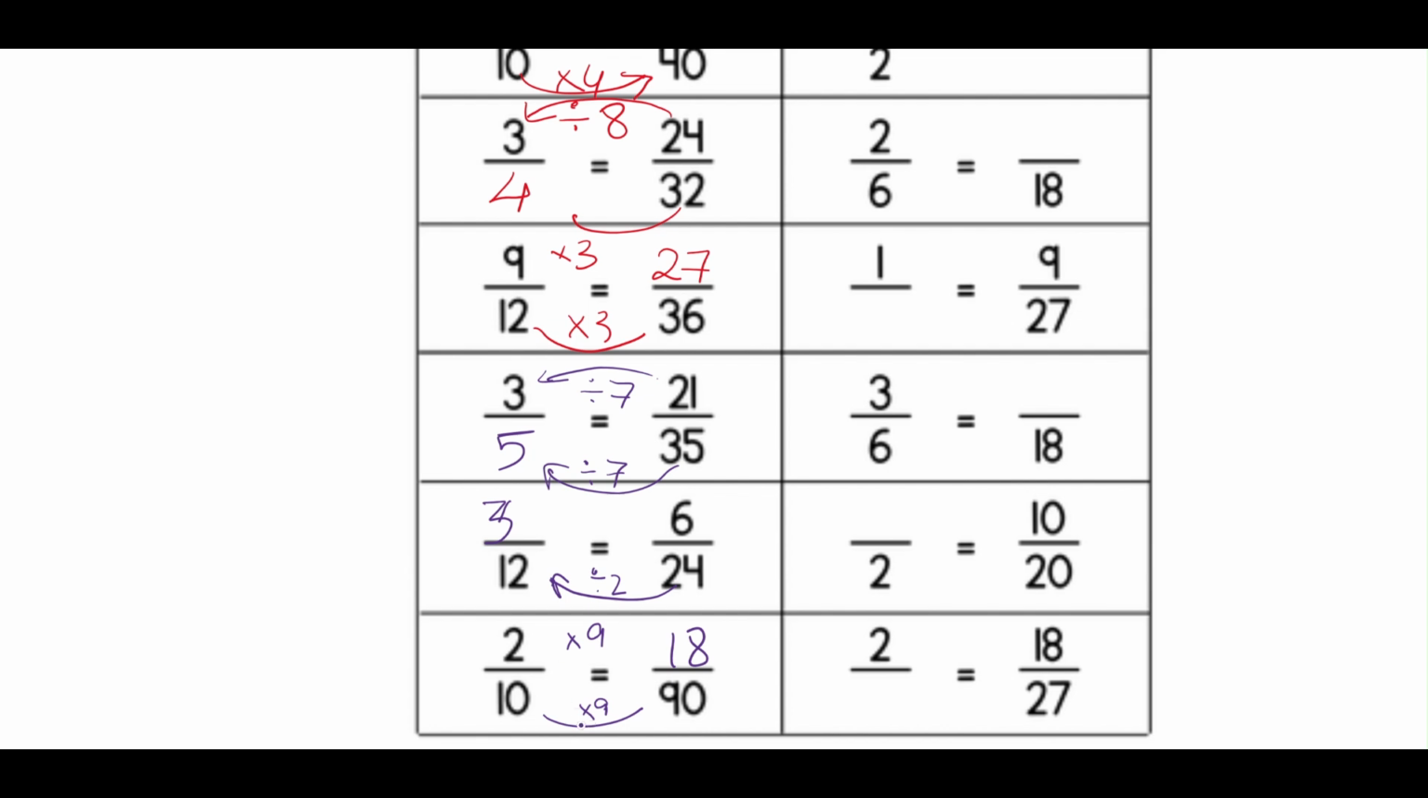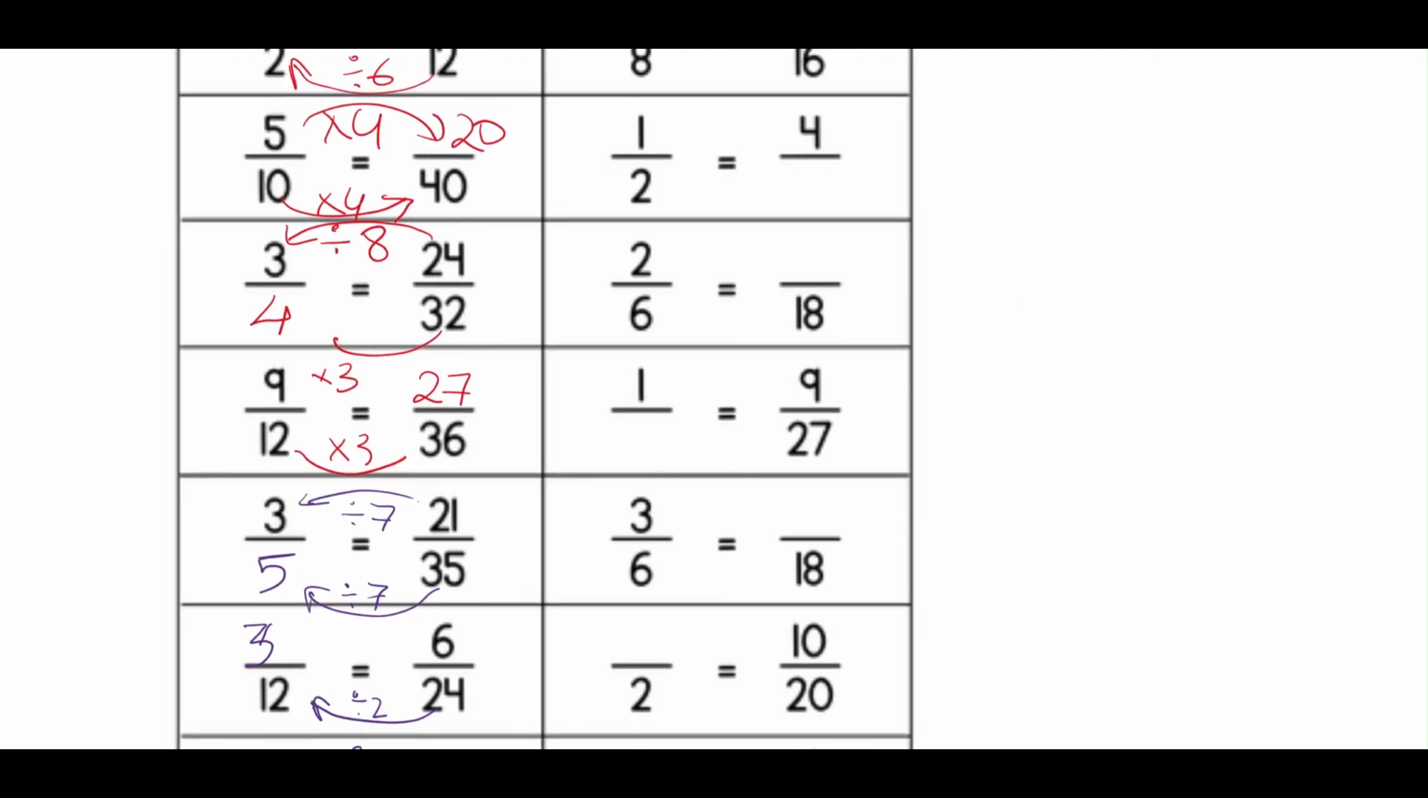So always remember, you can go either way, left to right or right to left, but you have to be very careful to do the same thing. Whatever you do on the top, do the same on the bottom. Whatever you do to the numerator, you have to do the same to the denominator. If you do something to the denominator, you have to do the same thing to the numerator.